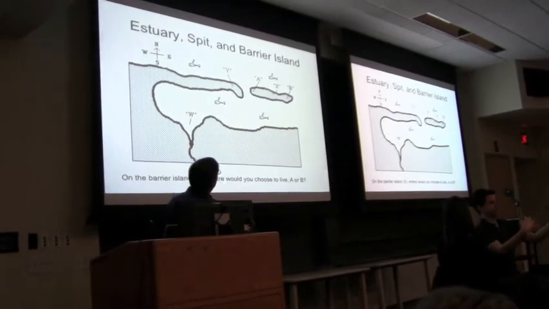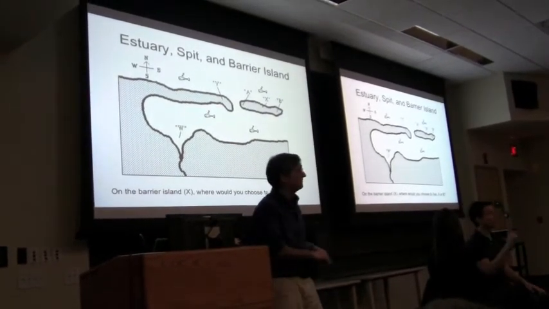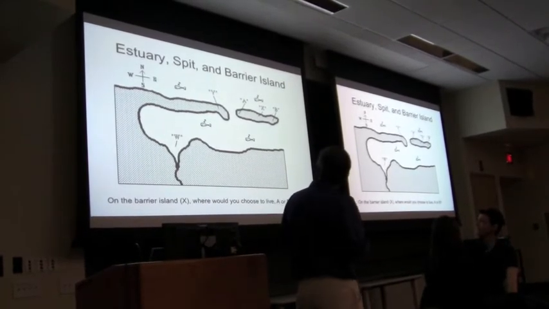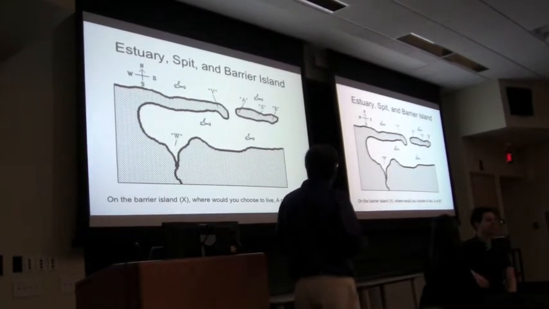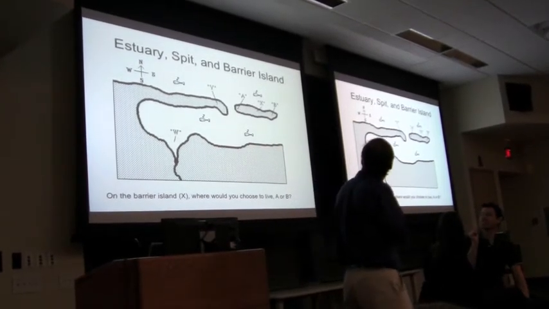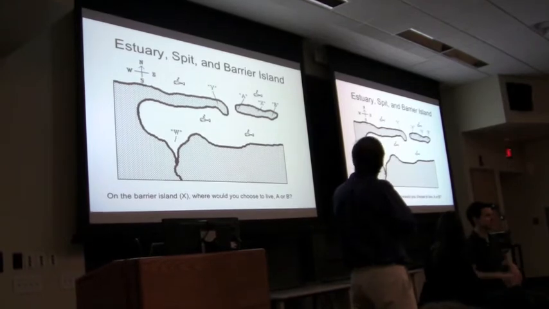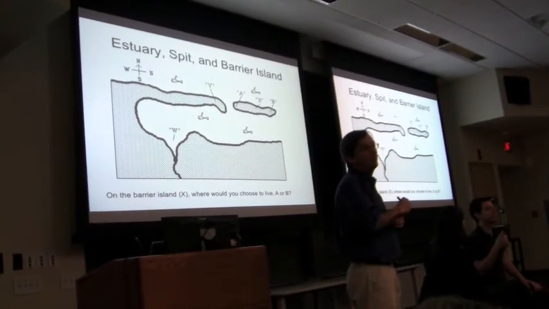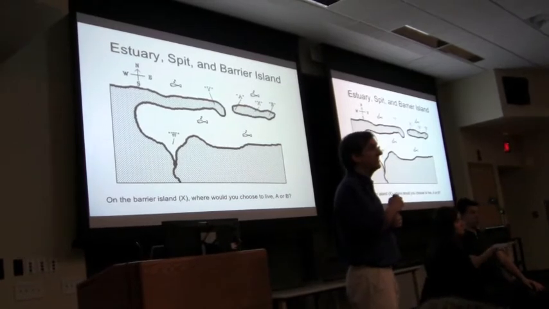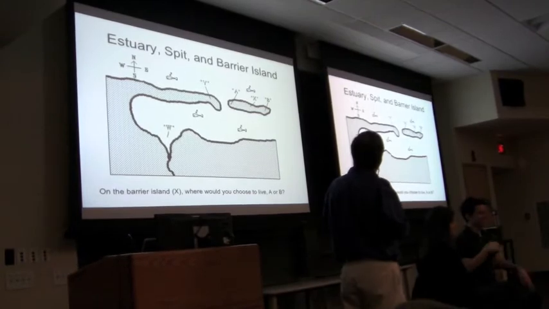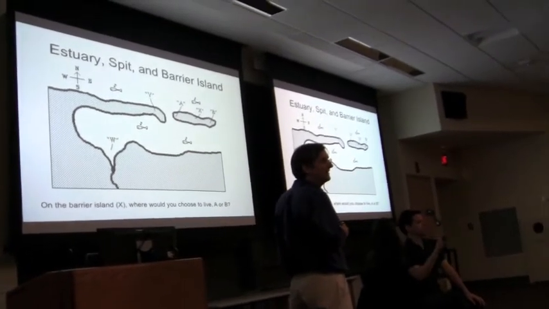All right, so where do you want to live, A or B? This is a map view. These are fish lying on their side. Where do you want to live, A or B? Personally, I wouldn't want to live anywhere on these things. I'd like to live a mile inland and walk to the beach. But I think I'd take B.